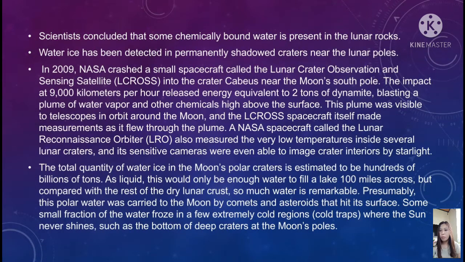Presumably, this polar water was carried to the moon by comets and asteroids that hit its surface. Some small fraction of the water froze in a few extremely cold regions, or cold traps, where the sun never shines, such as the bottom of craters at the moon's poles.